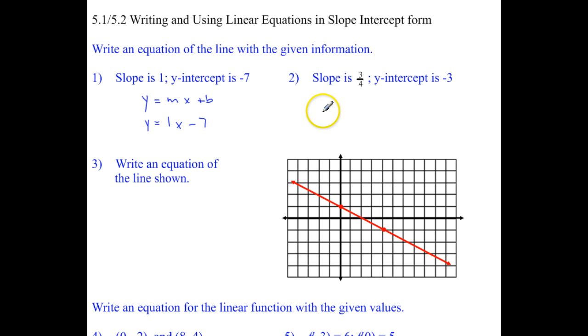Number 2 should be equally as easy. Y equals 3/4, because that's my slope, x. My y-intercept is negative 3, so minus 3.